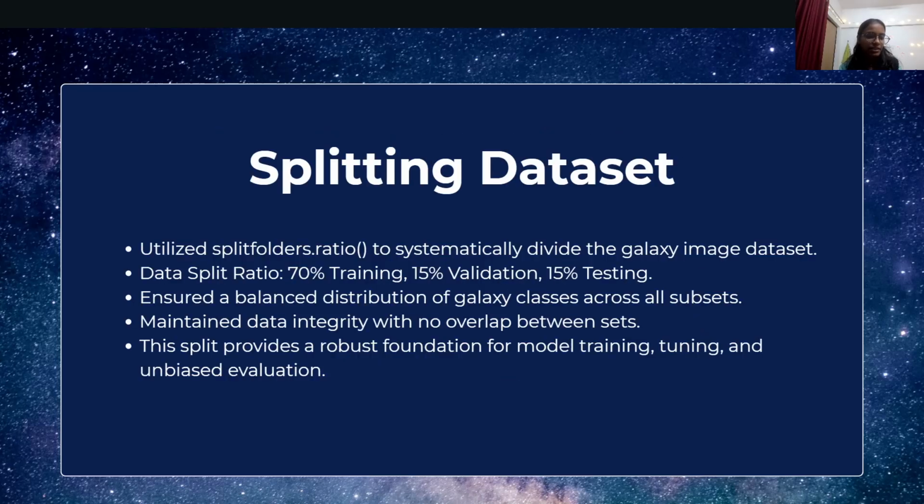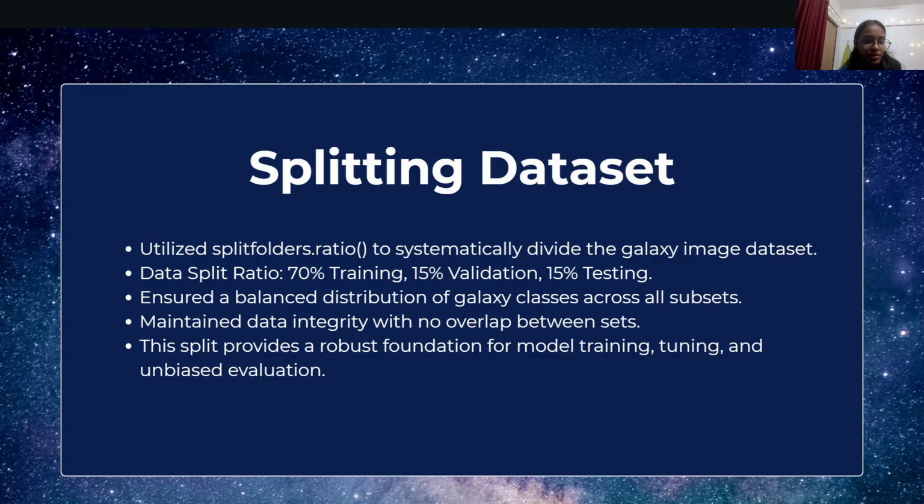So we split the dataset into training, validation, and testing sets using the split folders ratio library, maintaining a 70 to 15 to 15 ratio. We have maintained 70% training data, 15% validation, and 15% testing data. This guarantees an even class distribution across all splits.